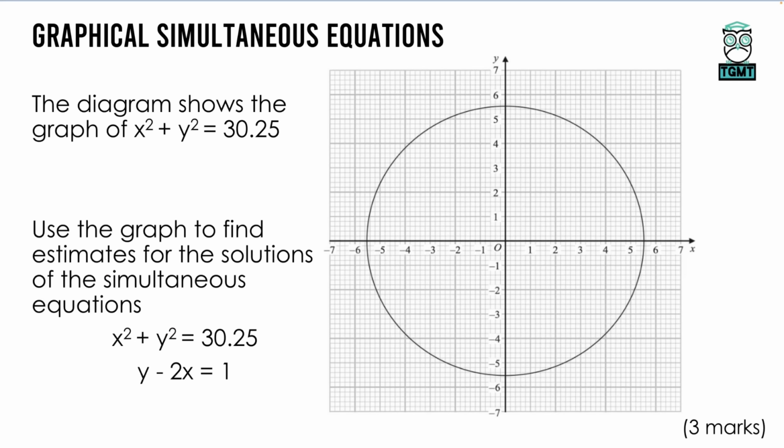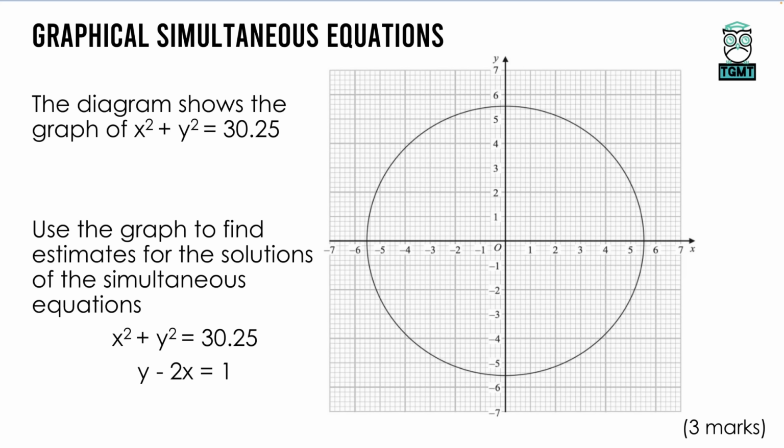Okay, so looking at some graphical simultaneous equations where we have the equation of a circle. It says here the diagram shows the graph of x squared plus y squared is 30.25. So for 30.25, which is the radius squared, you can kind of see the square root of 30.25 where the circle is crossing through the axes. So you can kind of see that number there. We can't say it for sure, but that's where the number is going through. It says use the graph to find estimates for the solutions of the simultaneous equations.